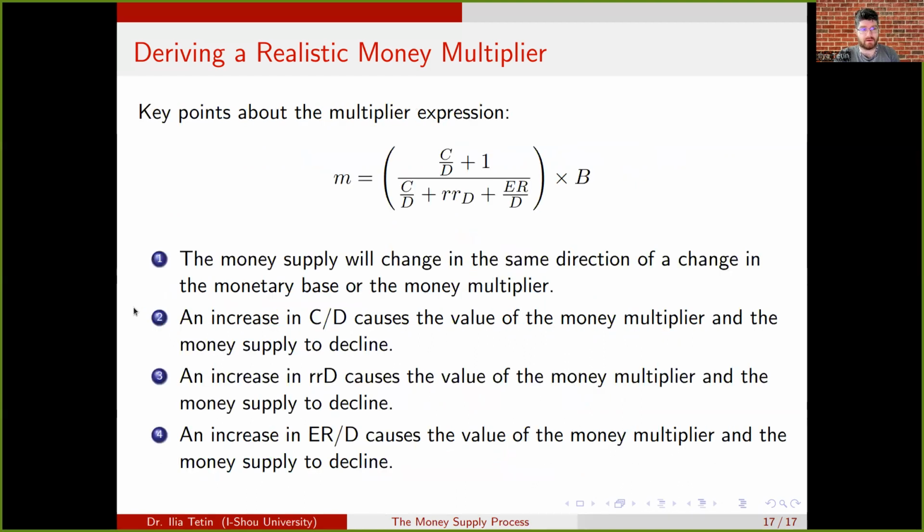What can we see from this kind of equation? Several points. Money supply will increase if either monetary base or the money multiplier increases, and CD, RRD, and ERD decline. Why is that? Because all these three values are inside the denominator, and if some value increases in the denominator, the whole fraction decreases. Pretty straightforward. The logic is really basic.